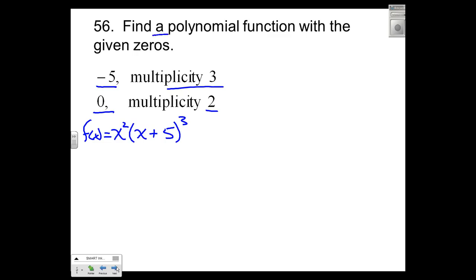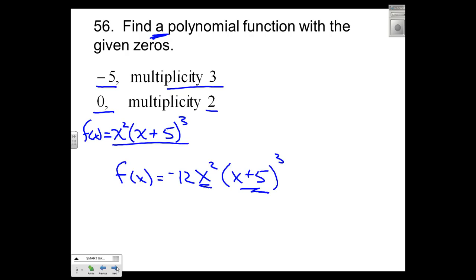Notice they say find a polynomial function with given zeros. That would have it. So would this. It would have a different shape, but it would still have the different zeros, this being our most likely response. Pretty easy.